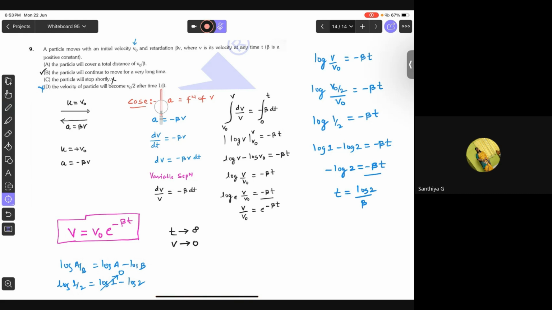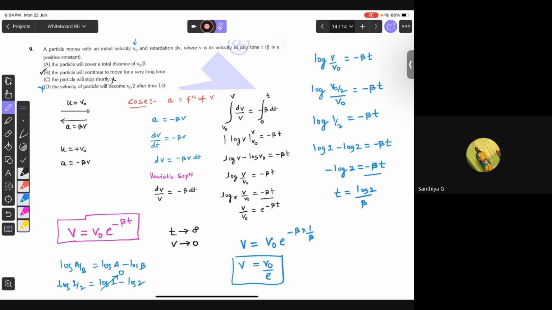Yes, sir. Got it. Sir, instead, can we substitute in the original equation which we got, like V equals V naught? Yeah, that too we can do. V equals V naught into e power minus beta into 1 by beta. So V is V naught by e, not V naught by 2, wrong. So that's why option D is wrong, correct? Yes. Whatever way, both are correct. Okay, sir. Clear, no?